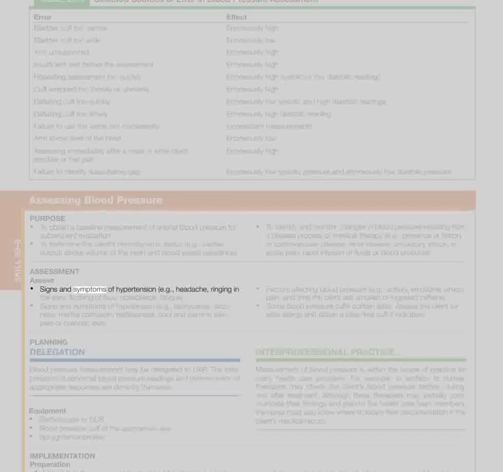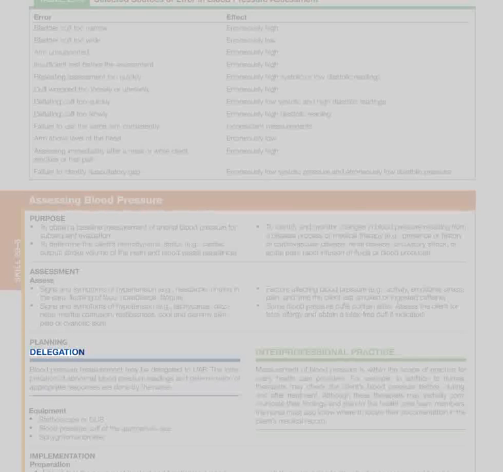Assessment: assess signs and symptoms of hypertension, for example, headache, ringing in the ears, flushing of face, nosebleeds, fatigue; signs and symptoms of hypotension, for example, tachycardia, dizziness, mental confusion, restlessness, cool and clammy skin, pale or cyanotic skin. Factors affecting blood pressure, for example, activity, emotional stress, pain, and time the client last smoked or ingested caffeine. Some blood pressure cuffs contain latex. Assess the client for latex allergy and obtain a latex-free cuff if indicated.